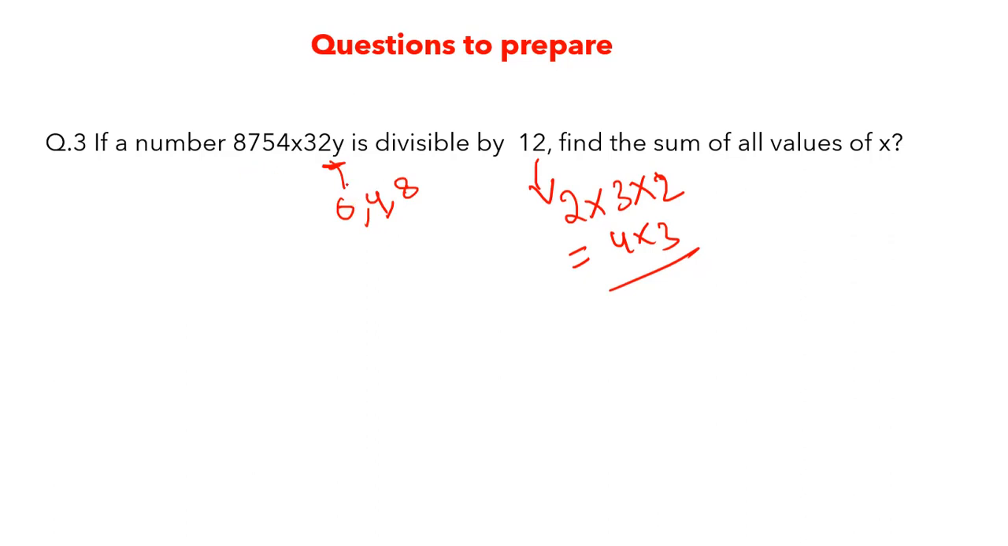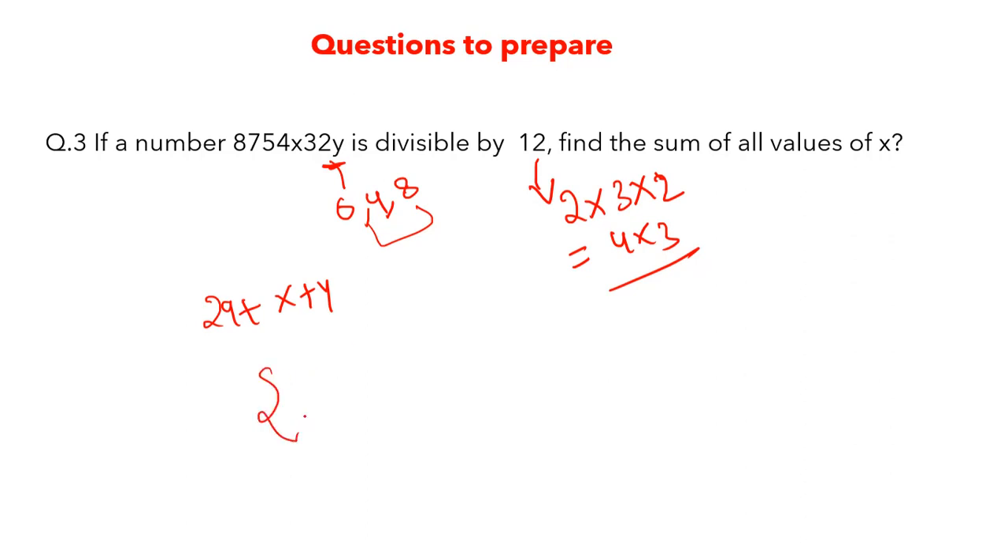Now for 3, what is the divisibility rule? You just add all the digits, and if this summation is divisible by 3, then we can say that the number is also divisible by 3. So 8 plus 7 is 15, 15 plus 5 is 20, 20 plus 4 is 24, 27, 29. So we have 29 plus x plus y. This is what we are having. They are basically asking us to find the sum of all values of x that are possible. For y, there are 3 values that are possible.